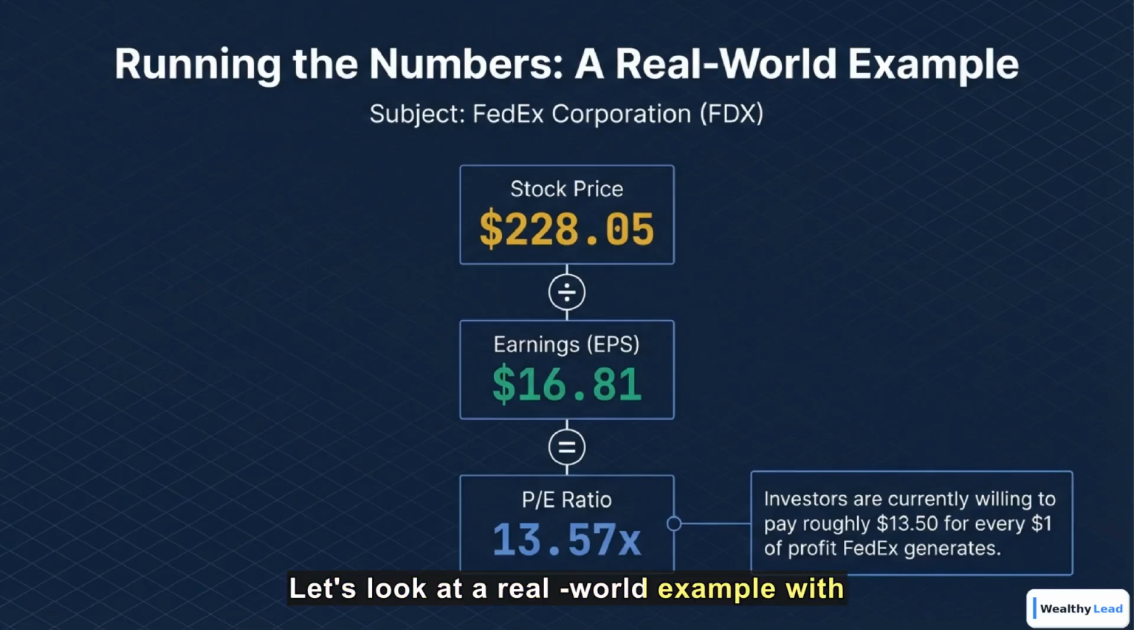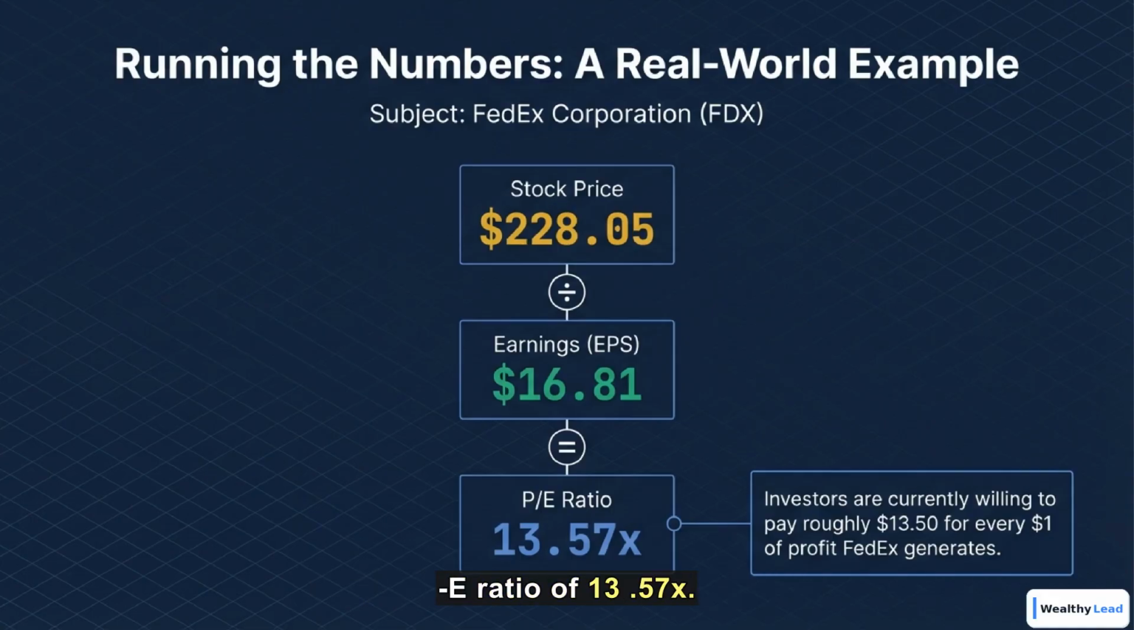Let's look at a real-world example with FedEx Corporation. A stock price of $228.05 divided by EPS of $16.81 results in a PE ratio of 13.57x. Investors are willing to pay $13.50 for every $1 of profit FedEx generates.